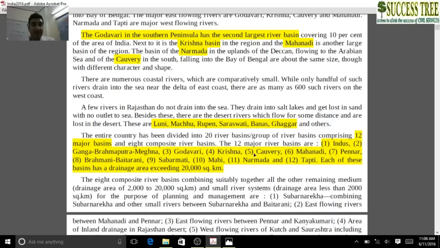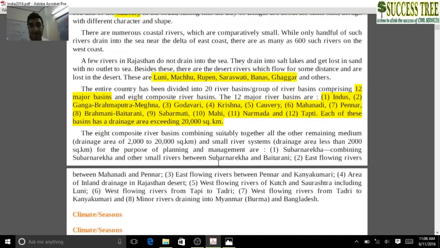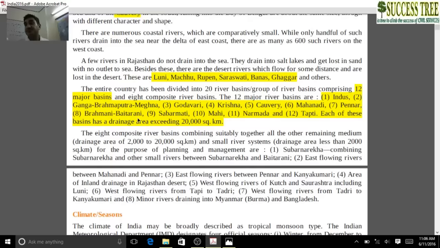Tapti, so out of these rivers, Sabarmati, Mahi, Narmada and Tapti drain into the Arabian Sea. Indus also drains into the Arabian Sea, correct. So apart from Indus, Sabarmati, Mahi, Narmada and Tapti, the rest drain into the Bay of Bengal. Indus occupies very little area in India, as the maximum area drained by Indus lies in Pakistan. Now Brahmani Baitarani, you can locate this river system in Odisha.